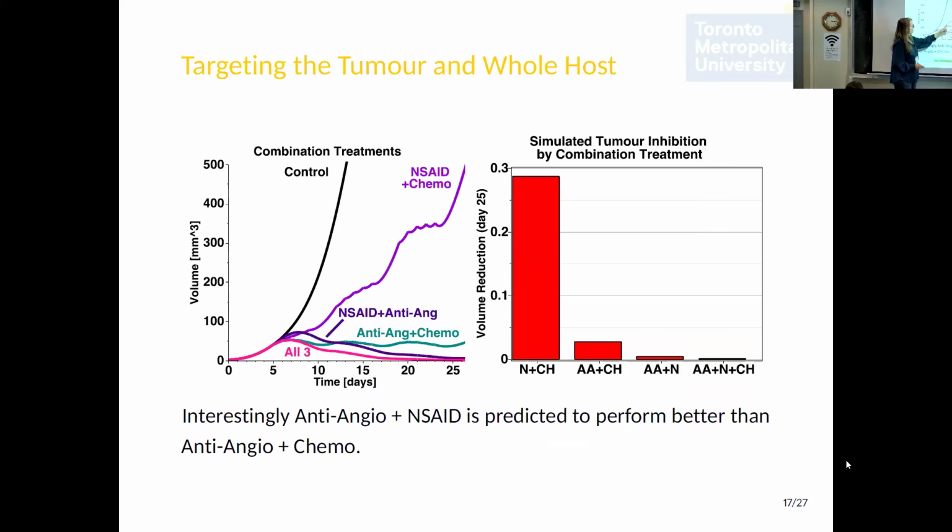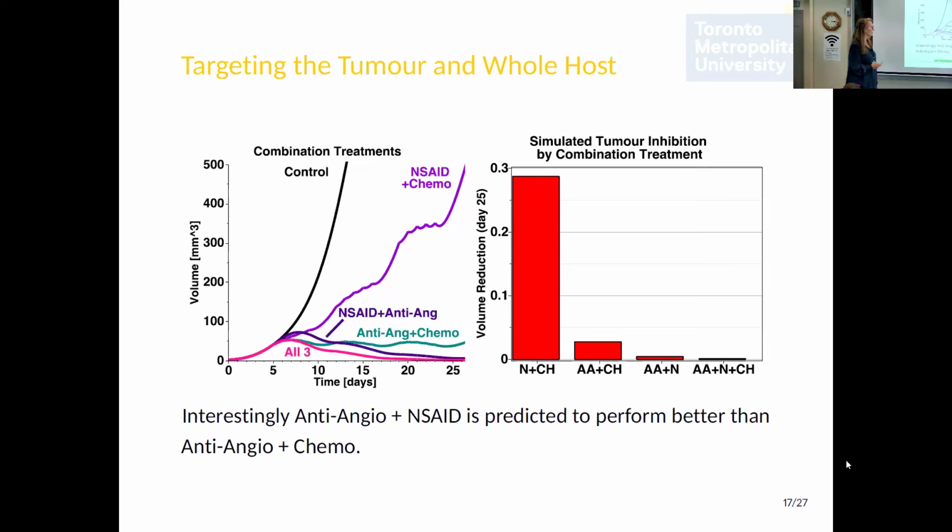So what I think is interesting is, of course, all three does fantastic, but if you look at NSAID plus anti-angiogenic, that does fairly well as well. And that is in particular targeting not the cancer cells, but the environment, right? We're targeting the immune cells and the blood vessels or whatever other cells are in the environment. And that was enough in this model to clear the tumor.